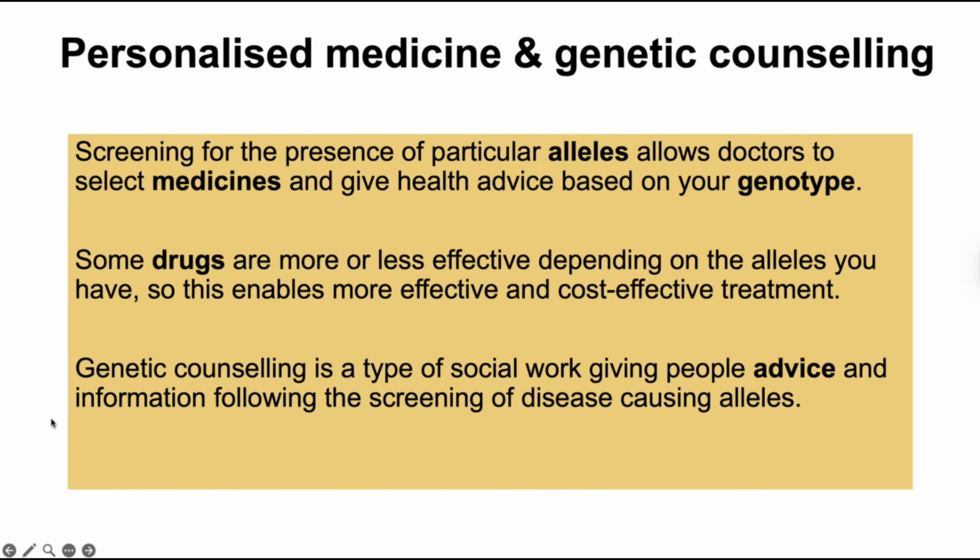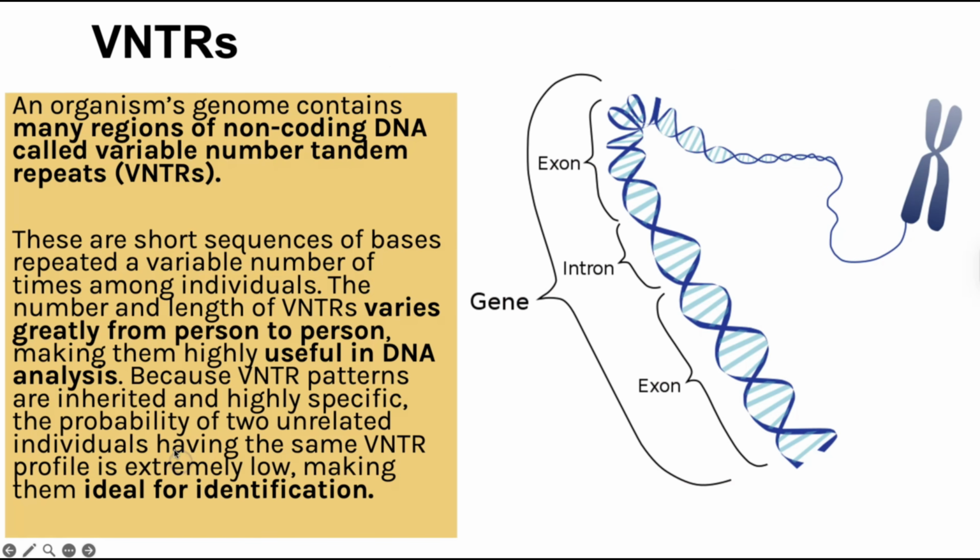And genetic counselling is a type of social work giving people advice and information following their screening of disease-causing alleles. So then we go on to how this process might occur using gel electrophoresis. And VNTRs are needed for this.